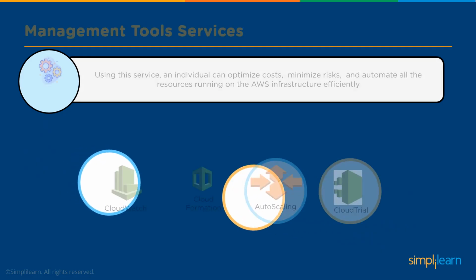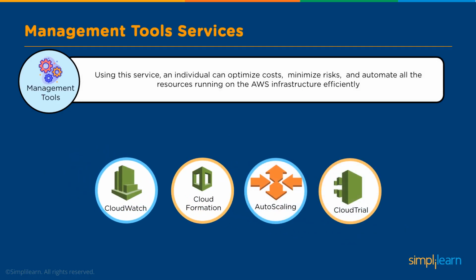Coming to management tool services, using this service an individual can optimize costs, minimize risk, and automate all the resources running on the AWS infrastructure efficiently. With the management tools, you can monitor the resources, applications, tools and utilization, and along with that you can scale the resources up and down. With the help of the management tools, you can also do auditing tasks.